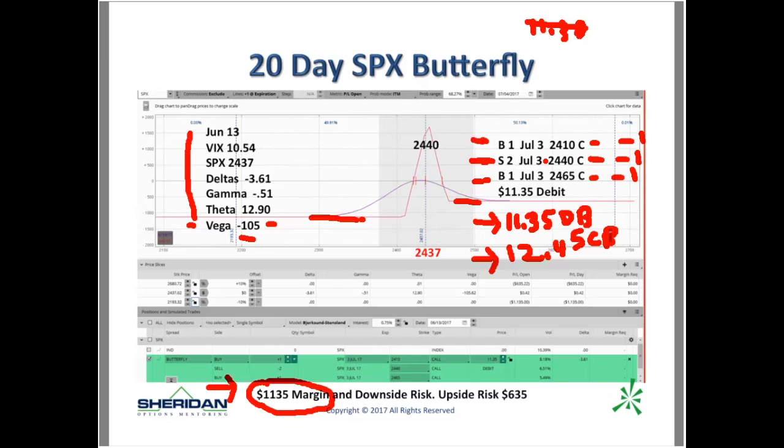If I'm buying it for a debit, I want to sell it higher. If I'm selling it for a credit, I want to buy it lower. Andres, what bothers you about this one? Sometimes, how many people get a little confused with the debit credit stuff? If I'm buying a butterfly for a debit, I want to sell it higher. If I'm selling a butterfly for a credit, I want to buy it lower.